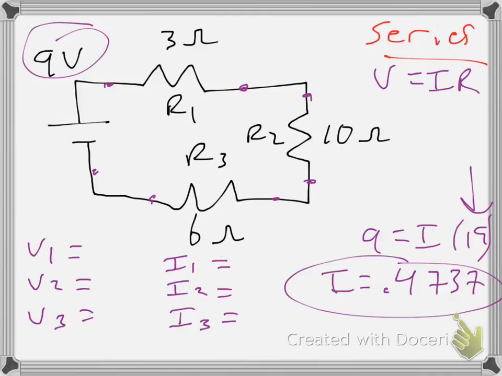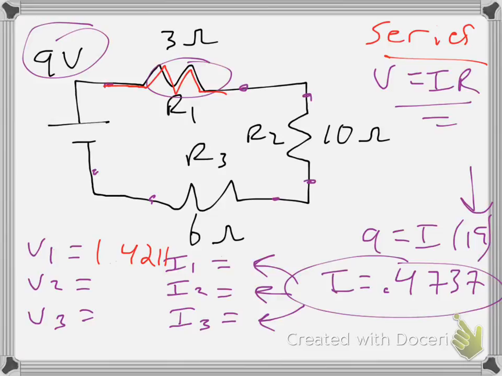So let's do that. I know that my current is the same, so I can just make the current across each resistor 0.4737. So if I know my resistance and I know my current at each resistor, I can use Ohm's law to figure out the voltage drop. So let's look at the first resistor, R1. I have 0.4737 amps of current going through there, times the resistance, 3 ohms, gives me 1.4211 volts.